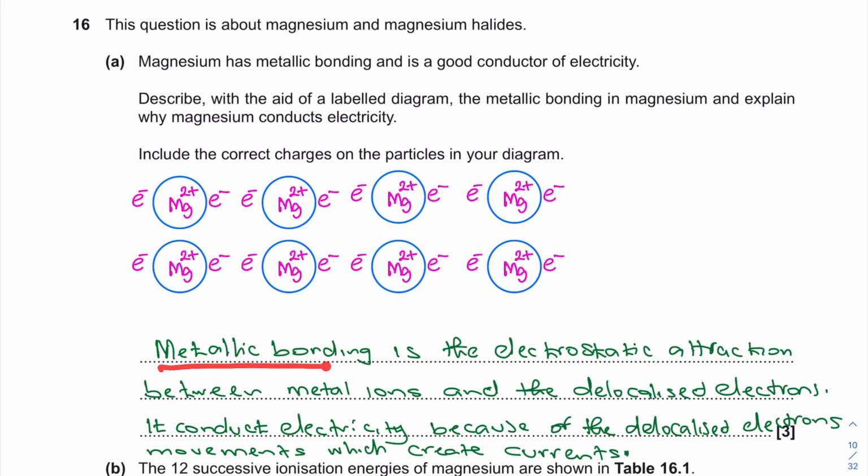The metallic bonding is the electrostatic attraction between the metal ions, that's the Mg2+, and the delocalized electrons, those are the e-. To describe the conduction of electricity, it conducts electricity because of the delocalized electrons' movements, which creates current.